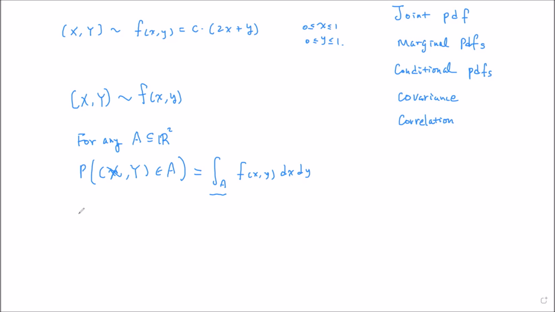So for example, if we want to calculate the probability of X greater than or equal to a, less than or equal to b, and then capital Y greater than or equal to c, less than or equal to d, then we can have the double integral of this joint PDF dx dy. Okay, be careful with the lower limits, upper limits corresponding to X and Y.